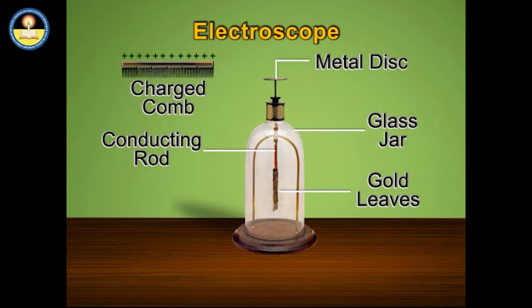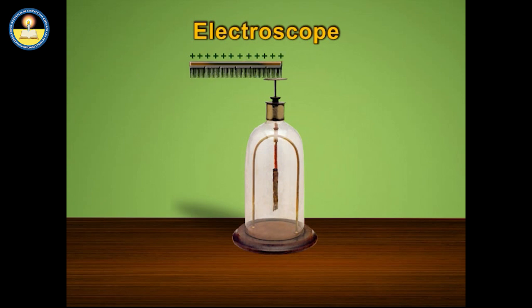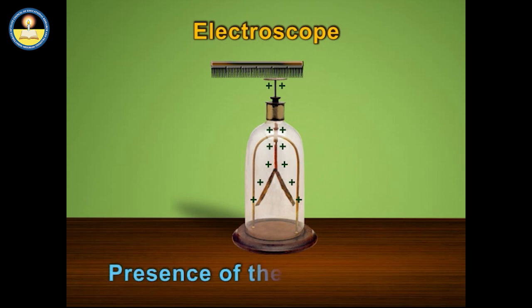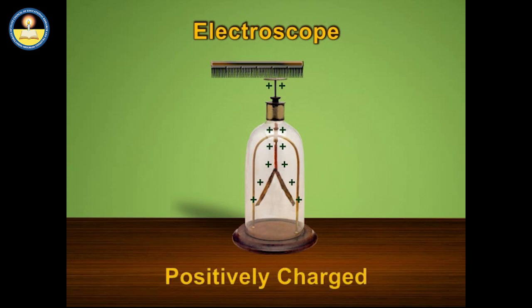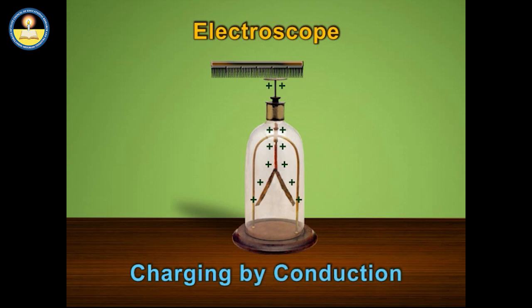When a positively charged comb is brought and is made to touch the metal disc, the gold leaves diverge, indicating the presence of the like charges on them. In this method, charge is transferred from the comb to the metal disc and then to the gold leaves. Here, both the leaves acquire the positive charge. This method of charging is referred to as charging by conduction.